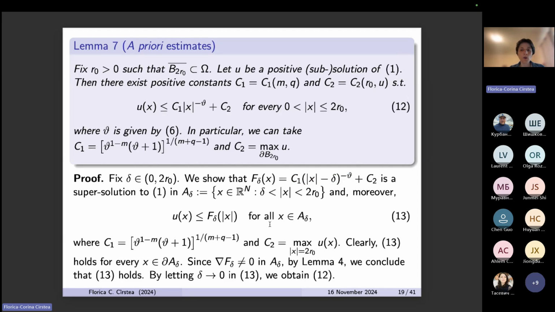We can also see that the gradient of F delta is not 0 in the annulus A delta, and so we are free to use the first comparison principle, the one with no restriction, because the gradient is different from 0. Then we can extend the inequality from the boundary to the entire A delta. Then simply you take delta going to 0, and that will give us the inequality we want. So the proof is not difficult, but it already shows that we need a constant C2.